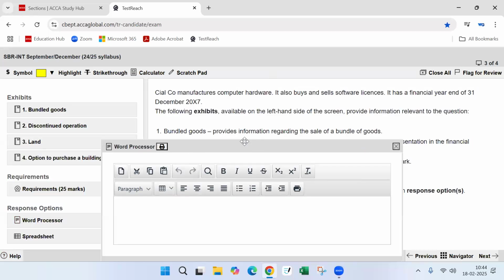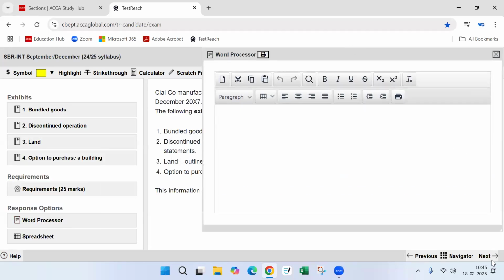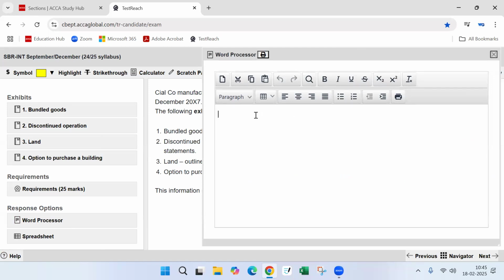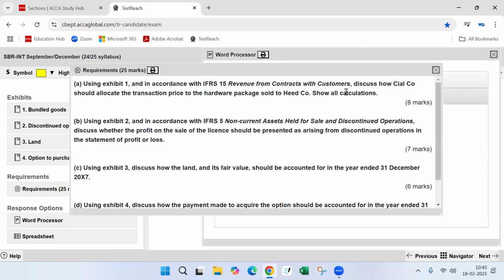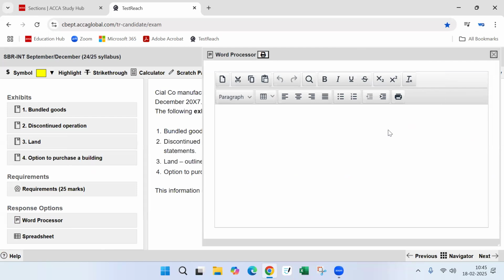So when we see this particular question, we will believe that it is very simple. However, look at the marks or the requirement. What is the number of marks? 8 marks. So for calculations, let me just check how much you will get. Yeah, for the calculation, you will be getting 2 marks. Discussing the principles of IFRS 15, you will be getting 2 marks.